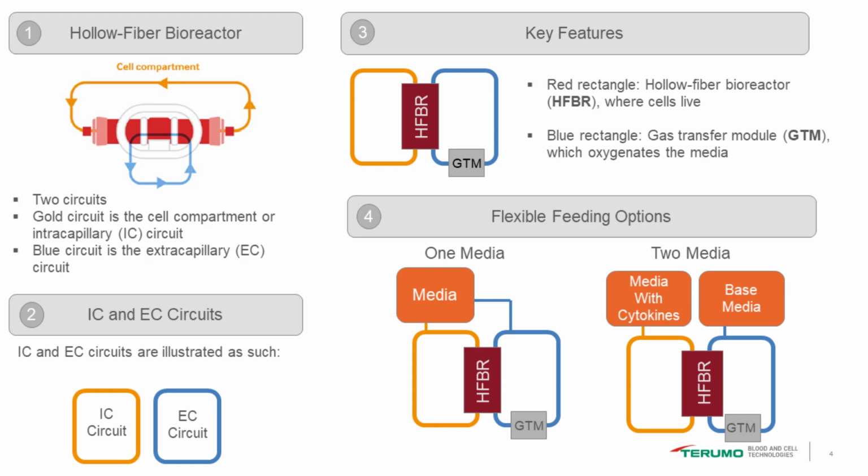So one of the benefits of our hollow fiber bioreactors is that we have flexible feeding options. You can either use one media source to supply both circuits, or you can use 2 different media sources. For example, if you use suspension cells, you supplement that with cytokines, and you can have that only on the intracapillary circuit, where your cells live, whereas for the media that you would use for the EC circuit passing through the gas transfer module, you could use a base media.